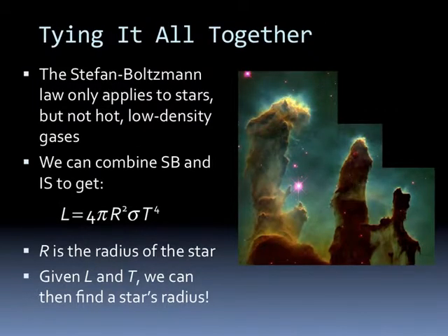Now the Stefan-Boltzmann law applies to stars, but not hot, low-density gases. We can combine the Stefan-Boltzmann and the inverse square law then to get that the luminosity is 4 pi r squared sigma T to the fourth, where r is the radius of the star.